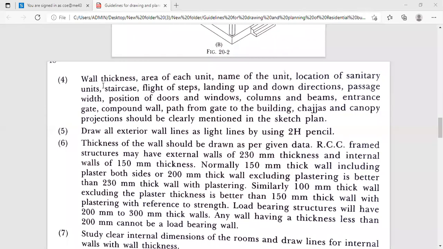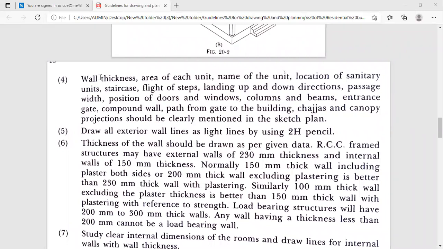Then wall thickness, area of each unit, name of the unit, location of sanitary units, staircase, flight of steps, landing, up and down directions, passage width, position of doors and windows, columns and beams, entrance gate, compound wall, path from gate to building, chhajja, and canopy projection should be clearly mentioned in the sketch plan. What do we have to mention in a sketch plan?